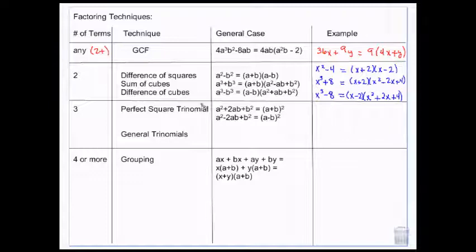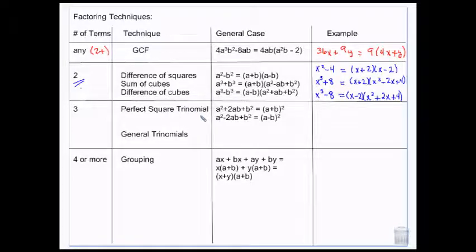Looking for these, to tell if you have a sum or difference of cubes, it's always going to be 2 terms. And it'll either be a perfect square minus a perfect square. If it's a perfect square plus a perfect square, you can't factor it. It has to be minus. It'll be a perfect cube plus a perfect cube, or a perfect cube minus a perfect cube to be able to do this.